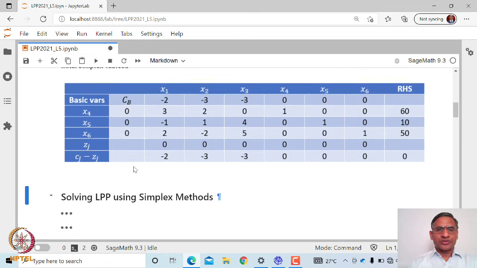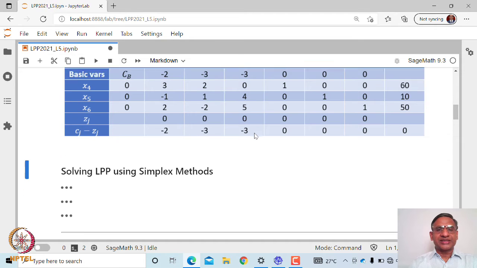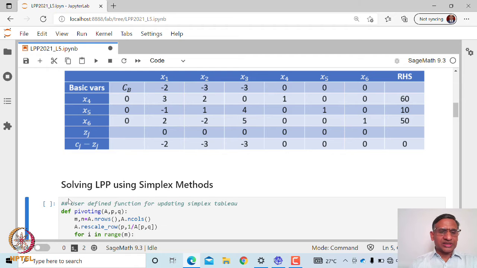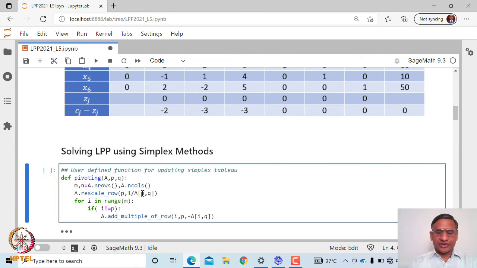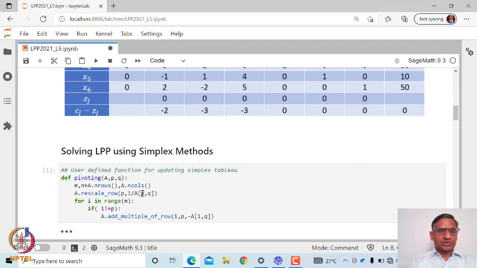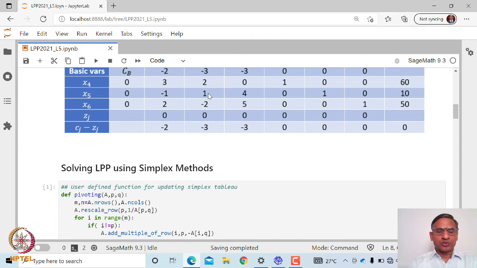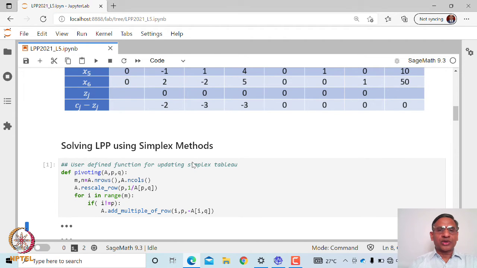So let us look at what we are going to do. First we will create the initial simplex table. For that purpose, we will write this coefficient matrix A, which will also include the last row corresponding to reduced cost coefficient and also the right hand side. So let us create those 3 functions first. First is this pivoting, which will make the pivot element as 1 and the remaining entries in that particular column as 0. So this is a program for that.